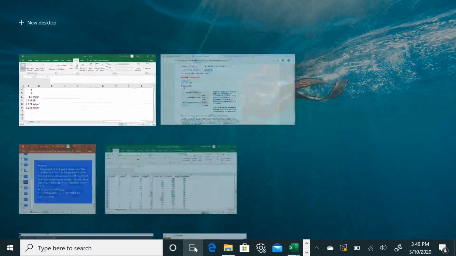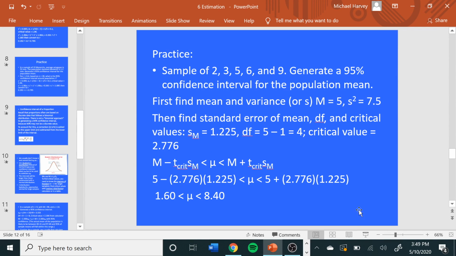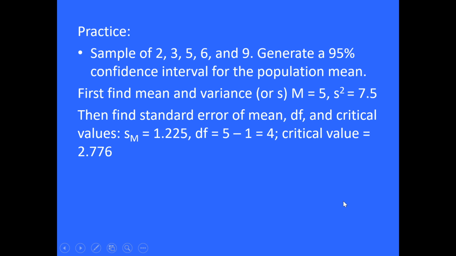Now let's see here. I have that same thing worked out here in the PowerPoint. You could do this with a handheld calculator, or with Excel, whatever works for you. As you see, I've got the same answer here. Looks like I've rounded things off a little bit more. I may have made a mistake. Let me see here. That looks like the right critical value.